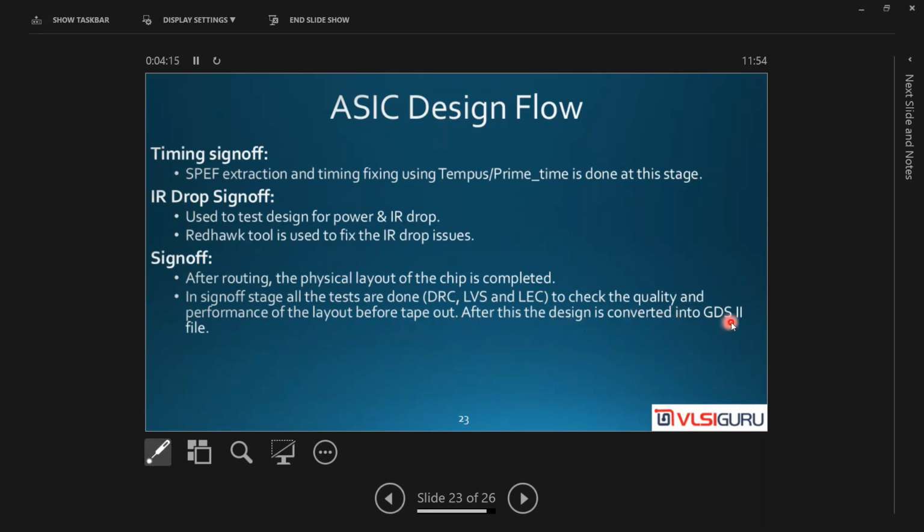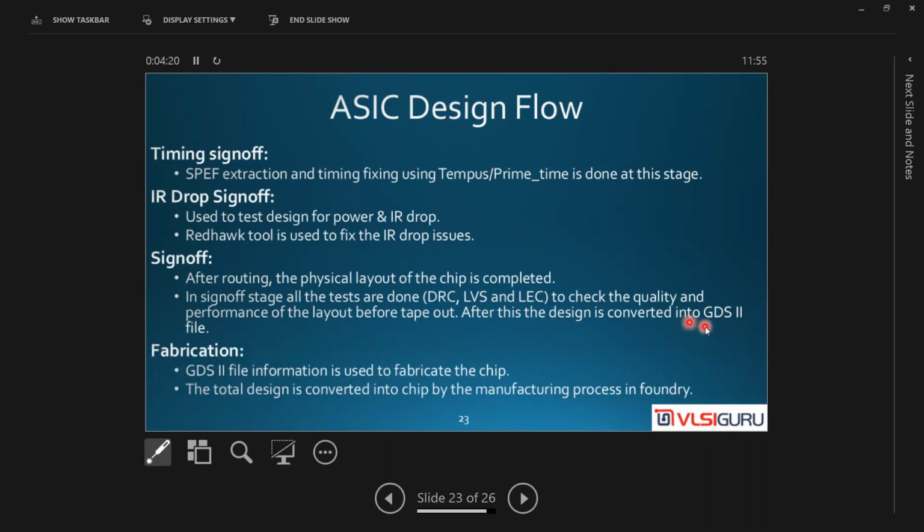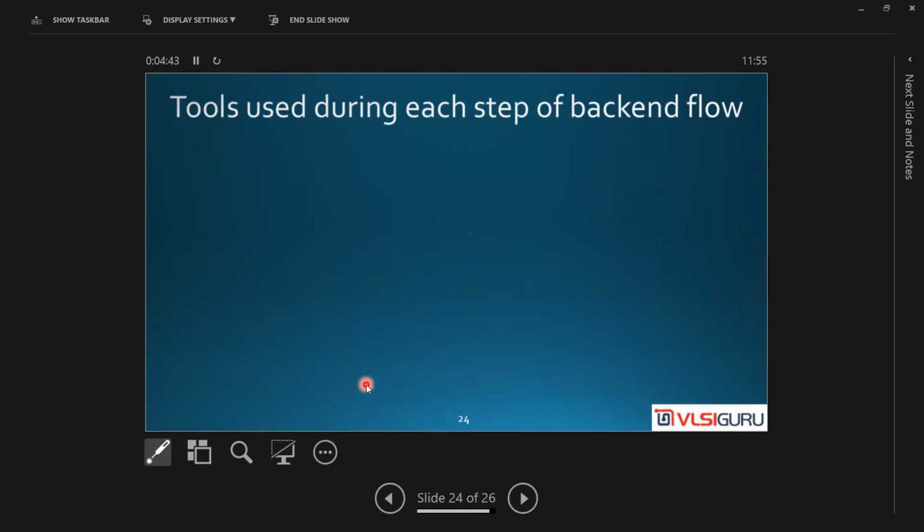After this, the design is converted into a GDS2 file. I explained what GDS2 is at the start. Now we are able to create the GDS2. The GDS2 file information is used to fabricate the chip. The physical layout information is there in GDS2, so now your foundry will be able to fabricate it.